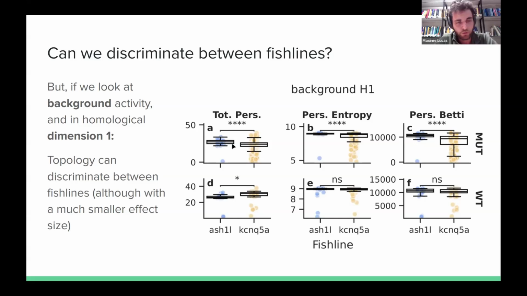And so the first thing we have to say is this difference is significant, but as you can see, the difference is not as big. The effect size is clearly not as big as it was between background and seizure. So the effect size is much smaller, but still there's something significant. So this seems to say that if we look in the right place and we dig a bit, we can find some differences between fish lines, but in general, it's harder to see them.